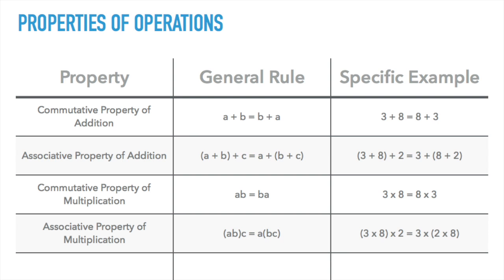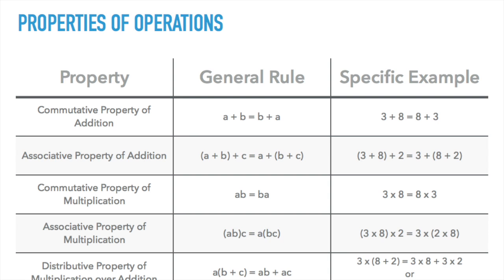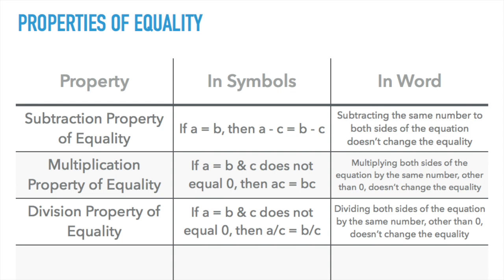All of these properties are similar: the addition property, subtraction property, multiplication property, and then we finally have the division property of equality. If A equals B and C does not equal 0, then that means that A divided by C is equal to B divided by C. In words, dividing both sides of the equation by the same number other than 0 doesn't change the equality.